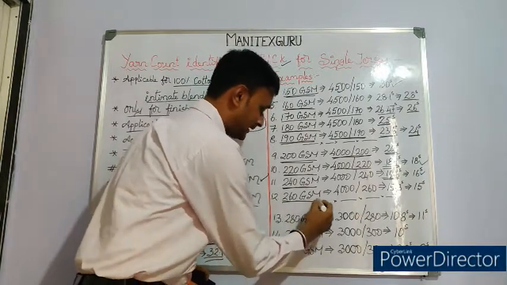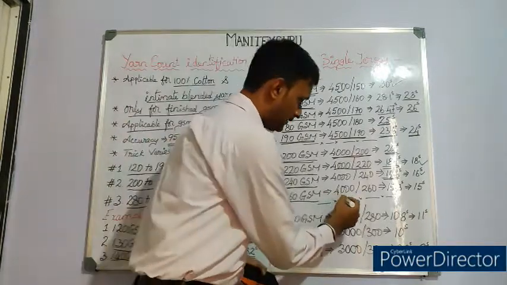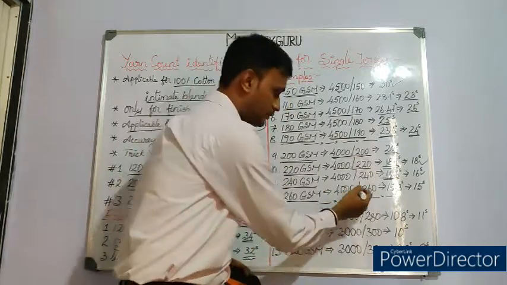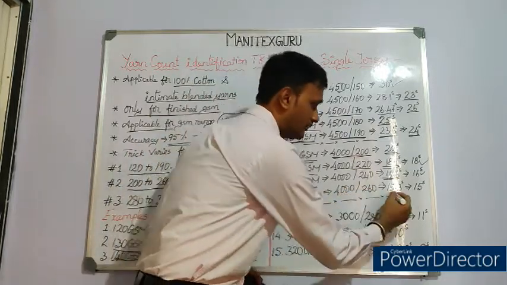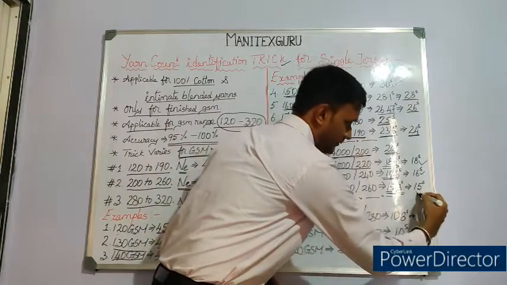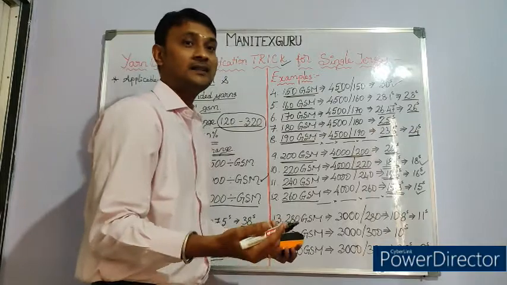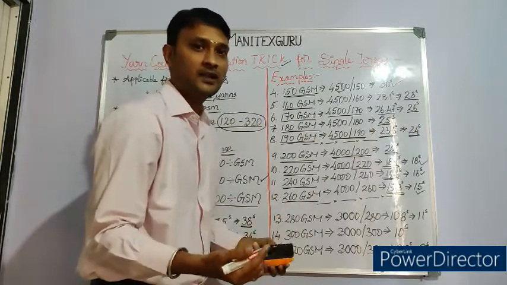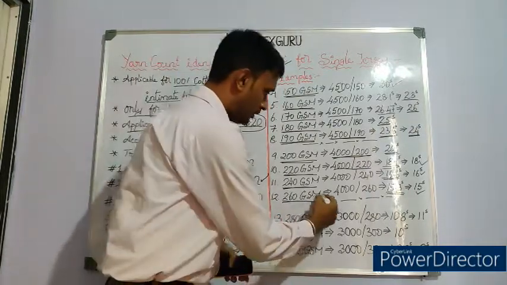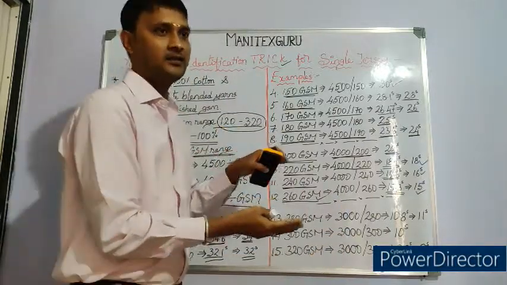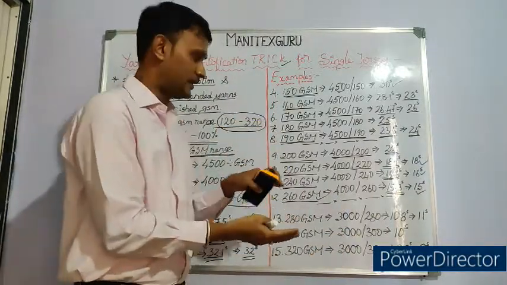Next is 260 GSM. Similarly, we divide 4000 by 260 and will get 15.3. That 15th count or 30s 2-ply parallel or 30s 2-ply twisted yarn is the ideal count to achieve 260 GSM. So the second trick range, medium to heavyweight, is completed now.